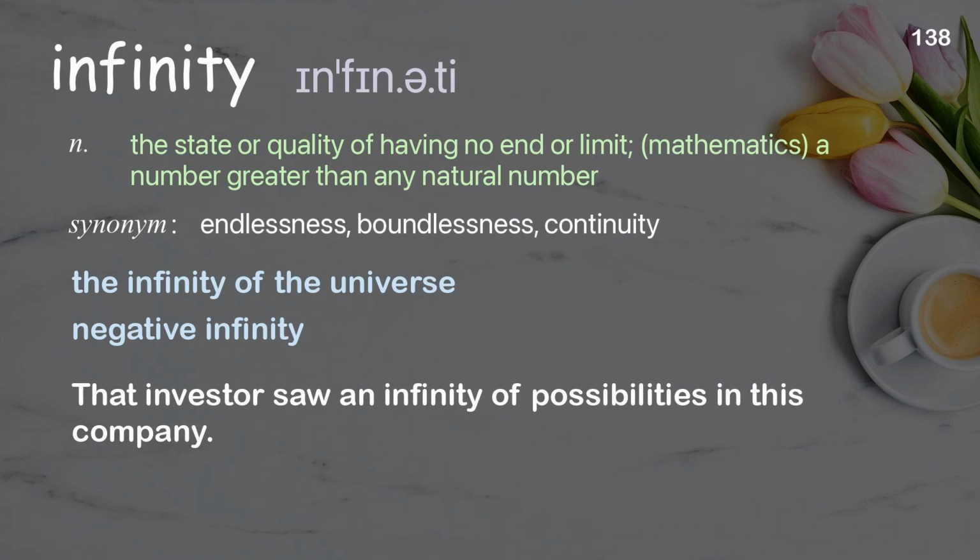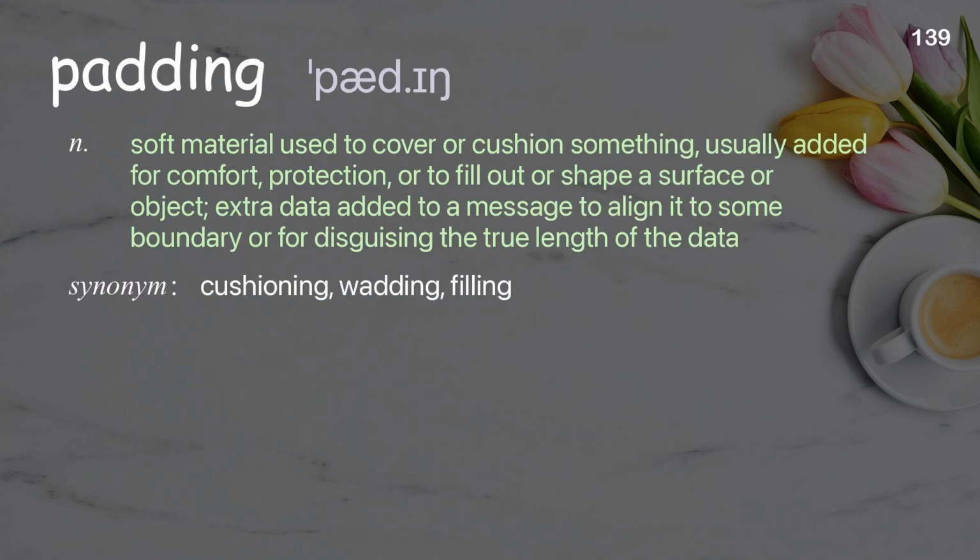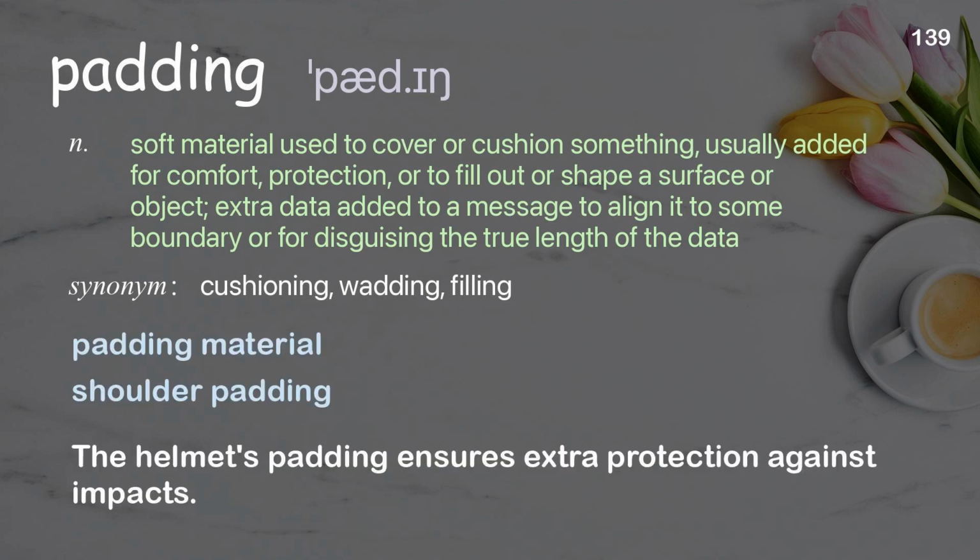Padding. Soft material used to cover or cushion something, usually added for comfort, protection, or to fill out or shape a surface or object. Extra data added to a message to align it to some boundary or for disguising the true length of the data. Examples: Padding material, shoulder padding. The helmet's padding ensures extra protection against impacts.